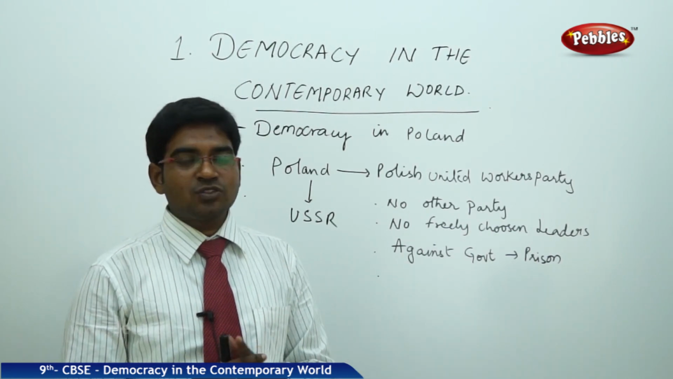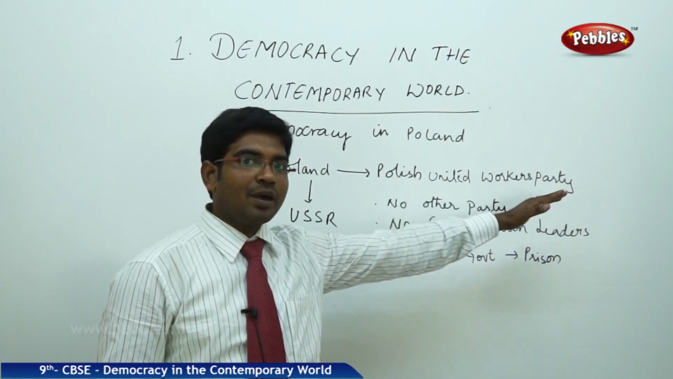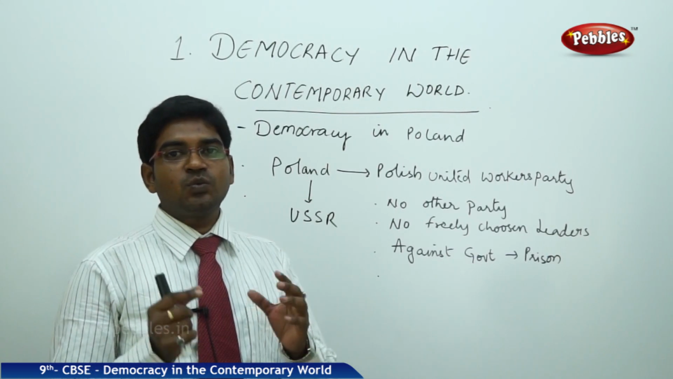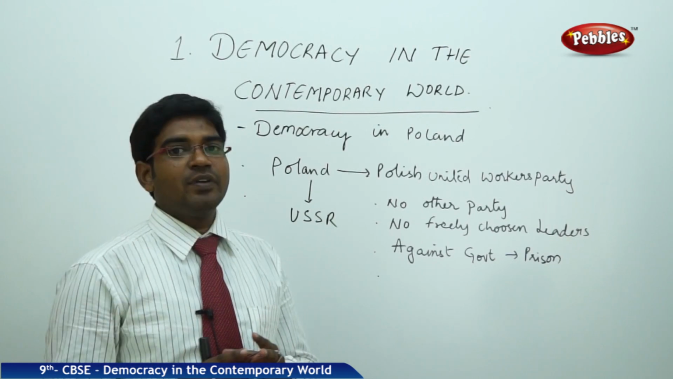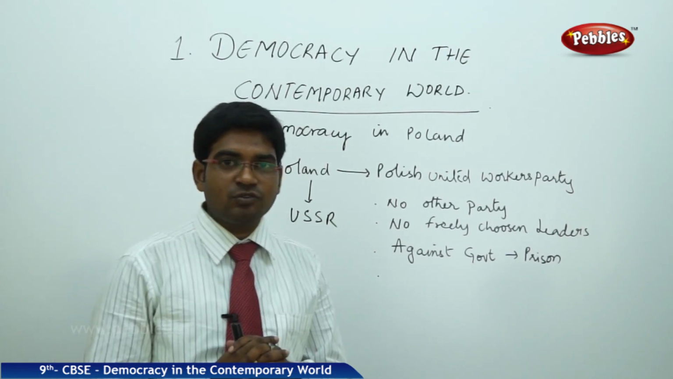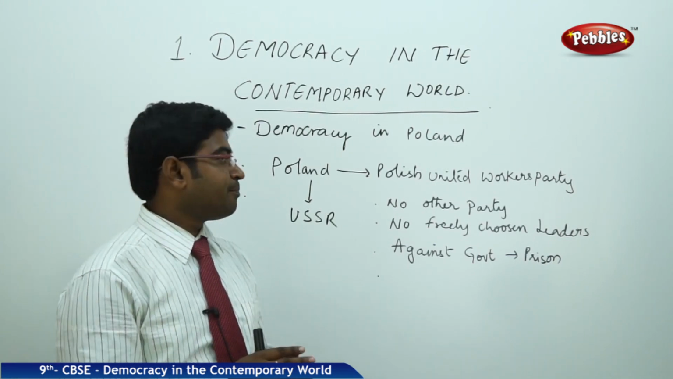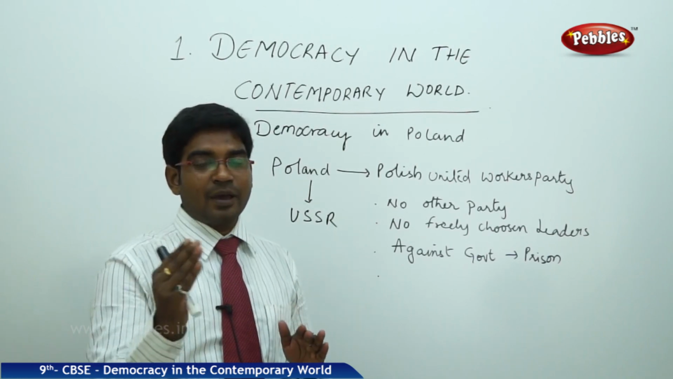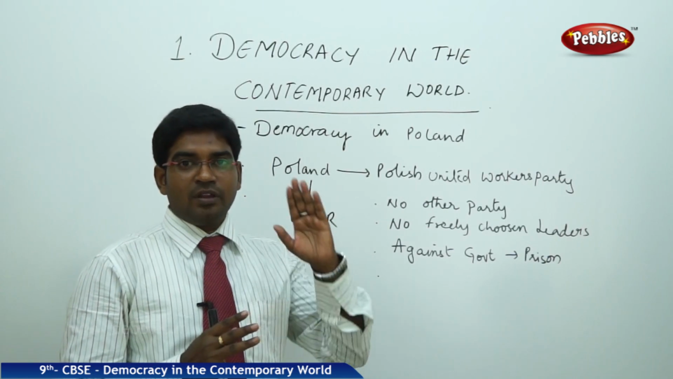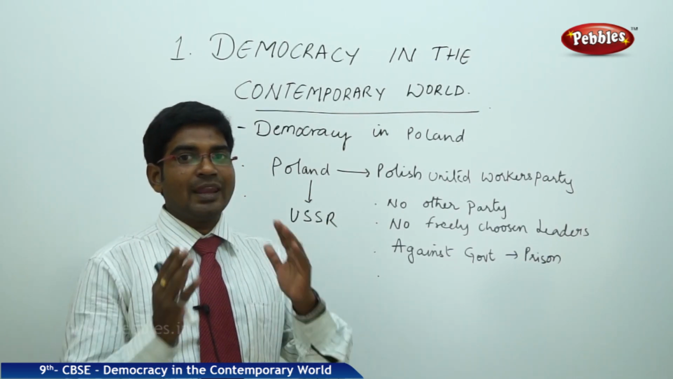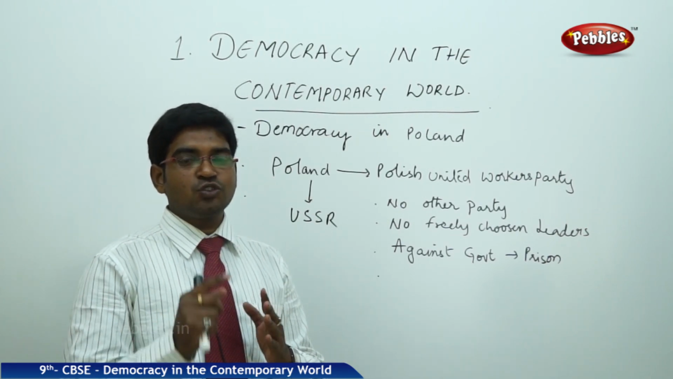In Poland, we actually have the ruling done by the Polish United Workers' Party. The Polish United Workers' Party is actually an ally of the Communist Party. In this, we have a different set of rules that the people have to follow. What are those different set of rules? The different set of rules are: 1. We do not have any other party in existence and there is no choice for the people. When there is only one party, you are forced to elect only that particular party. And also, you do not have any choice to choose the leaders.